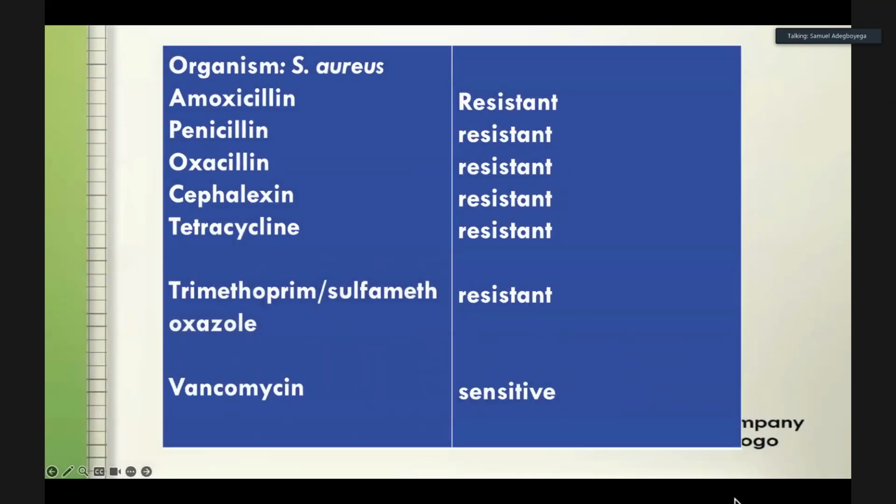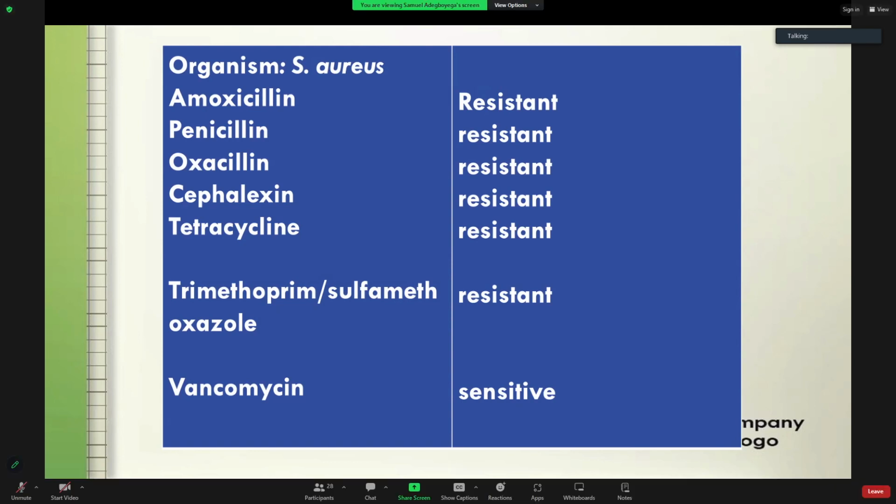On the exam, you're going to get your CNS report. So what do you think this is? What kind of infection do we have here? MRSA. You're wrong.